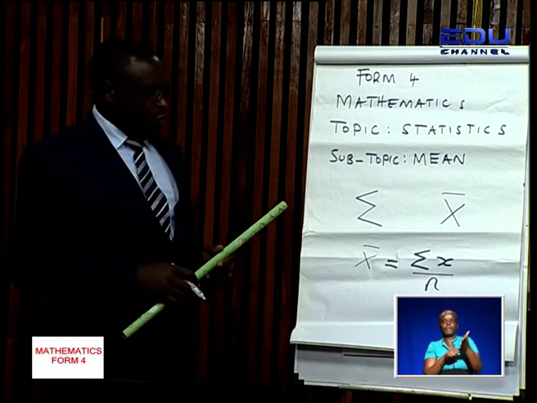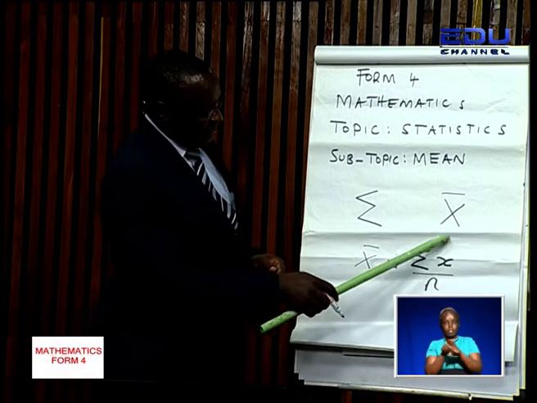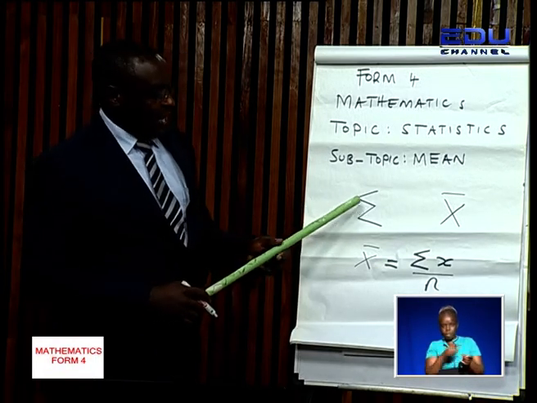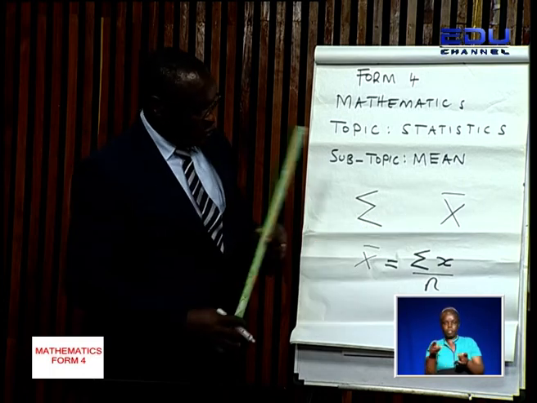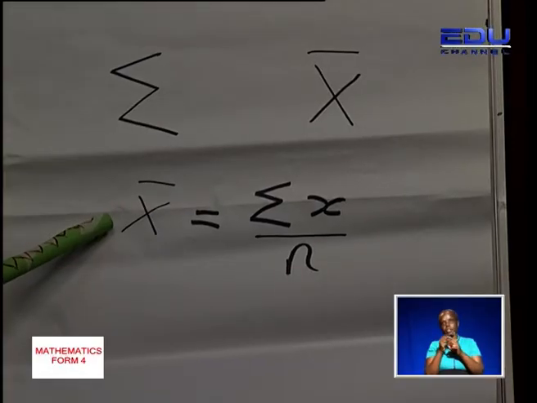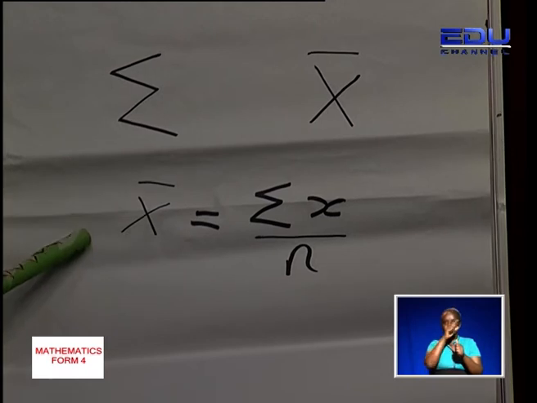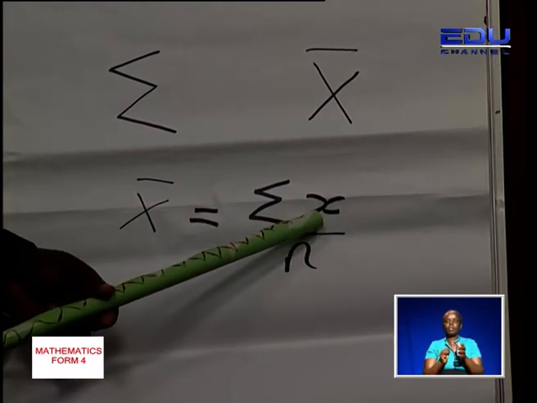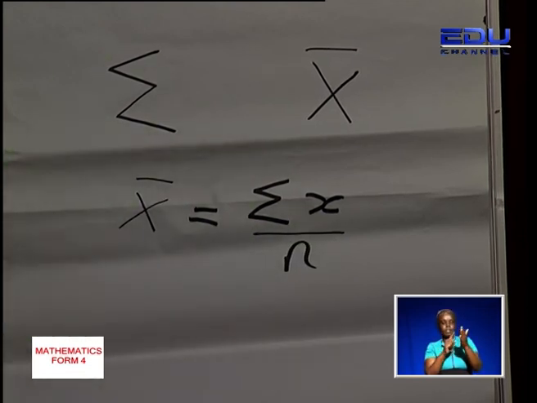The only new introduction is the notations that we agreed, the sigma and the X bar. So anytime we talk of X bar, we are talking of the mean, and then the mean is given by the summation of all the data points divided by the total number of the data points.